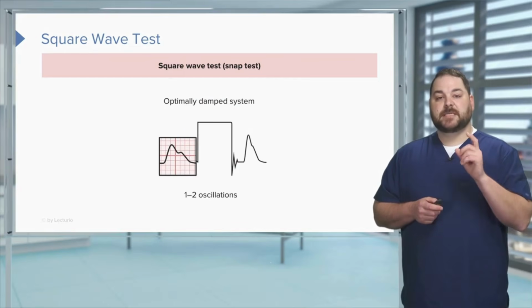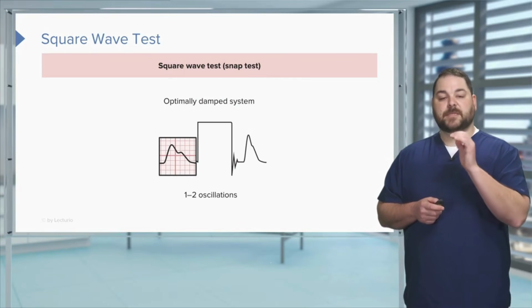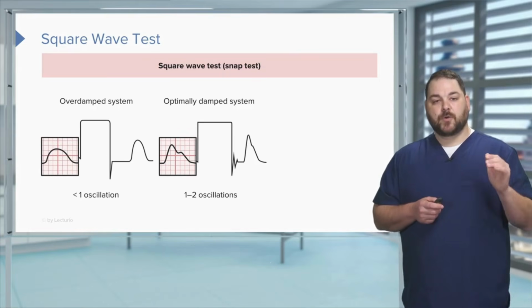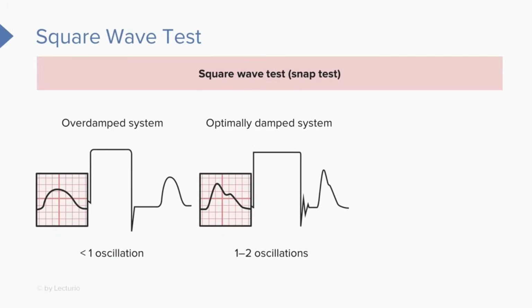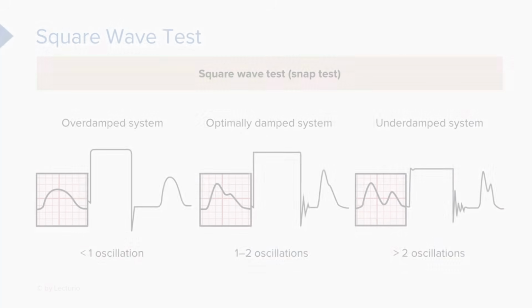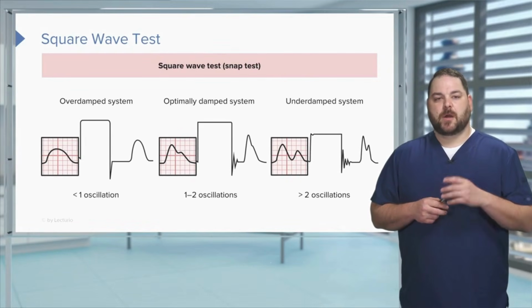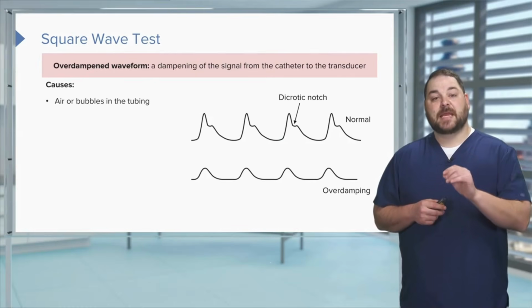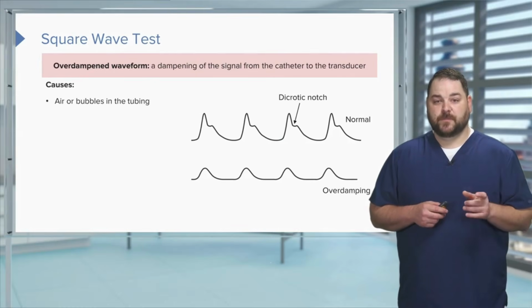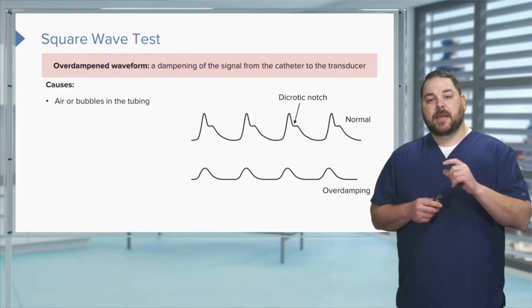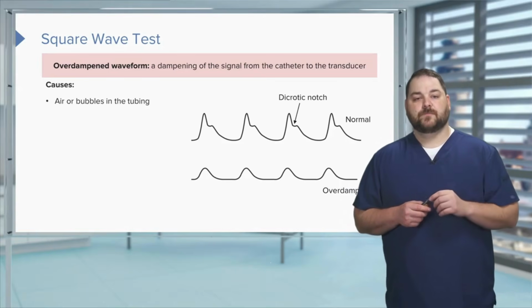An optimally damped system or optimally damped waveform is 1 to 2 oscillations. If you have under 1 oscillation, you have an overdamped waveform. And if you have greater than 2 oscillations, you have an underdamped waveform. The most common alteration in our arterial line is an overdamped waveform. This is a dampening of the signal from the catheter to the transducer. This causes our arterial line to be less crisp, and we may lose our dicrotic notch.